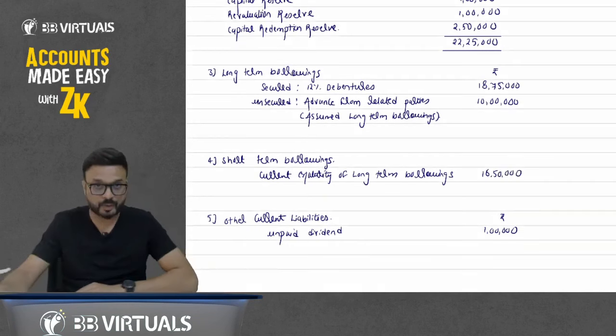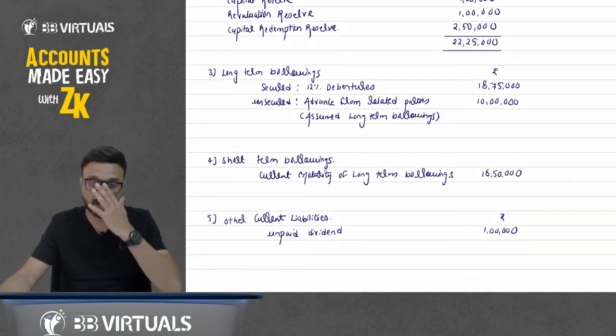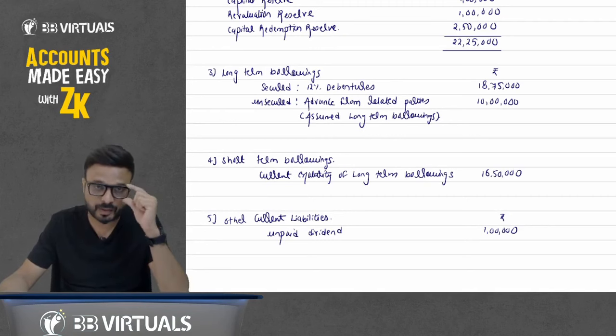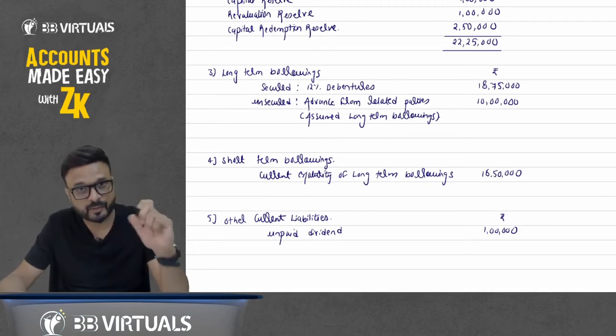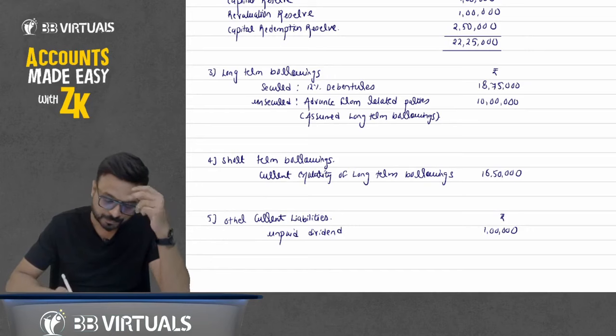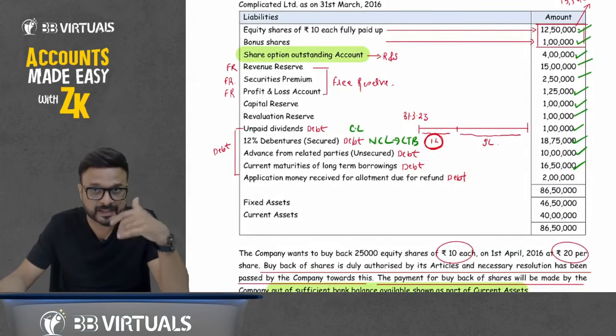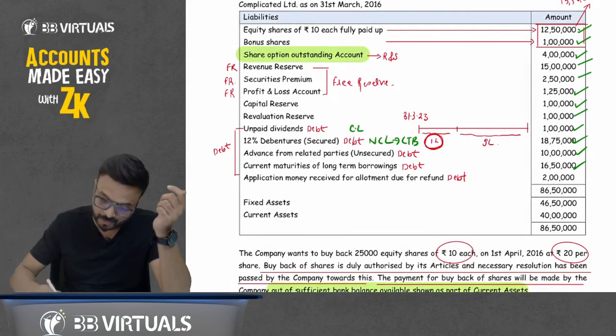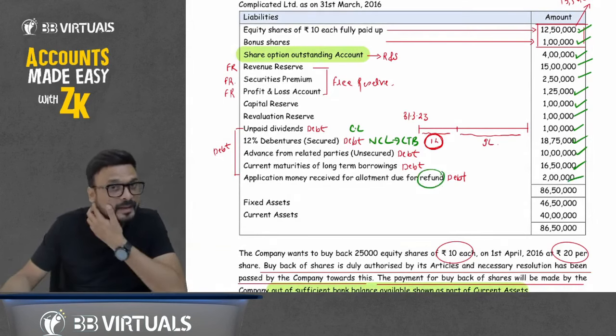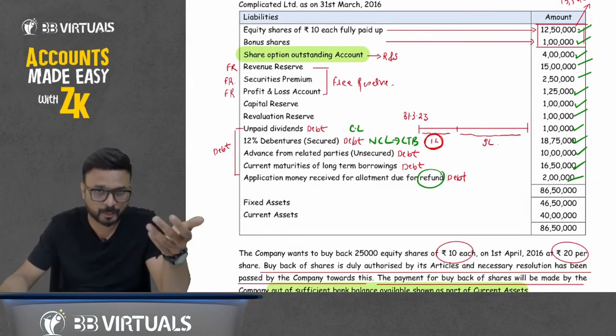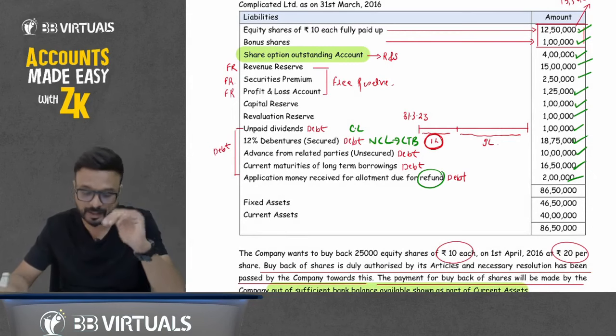16,50,000. Current maturity of long term borrowing, how much is it? 16,50,000. Okay. Now after this, the excess application money that we have received is 2 lakh rupees. Now we are liable to refund it. It is under other current liability, not short term borrowing. It will come under other current liability.